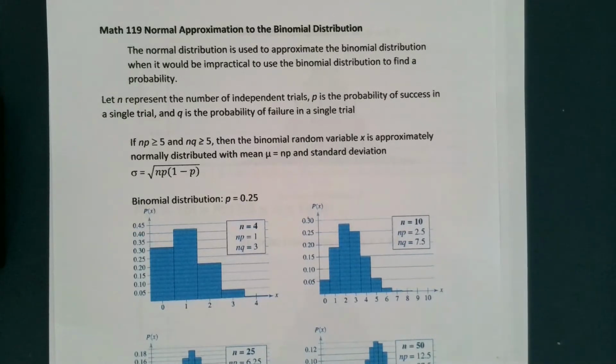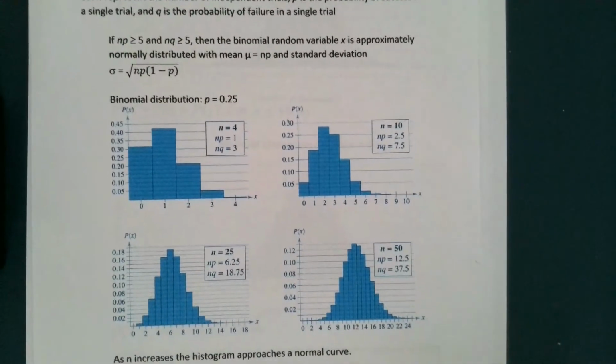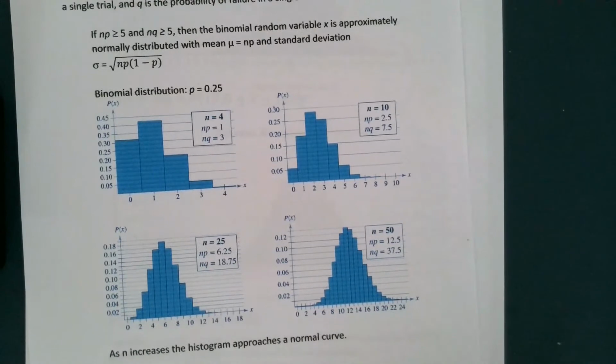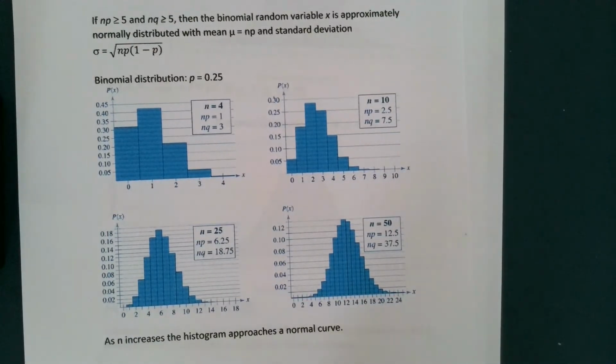So here we have some examples. We have 4 binomial distributions, and you can see the sample size increases as we go along. With a small sample size, this really doesn't look too much like a normal distribution, so this one probably wouldn't qualify. Then when you get to a sample size of 10, it starts to look better, more like a bell shape. Then when you get to 25, it looks fairly bell-shaped, and 50 looks even better.